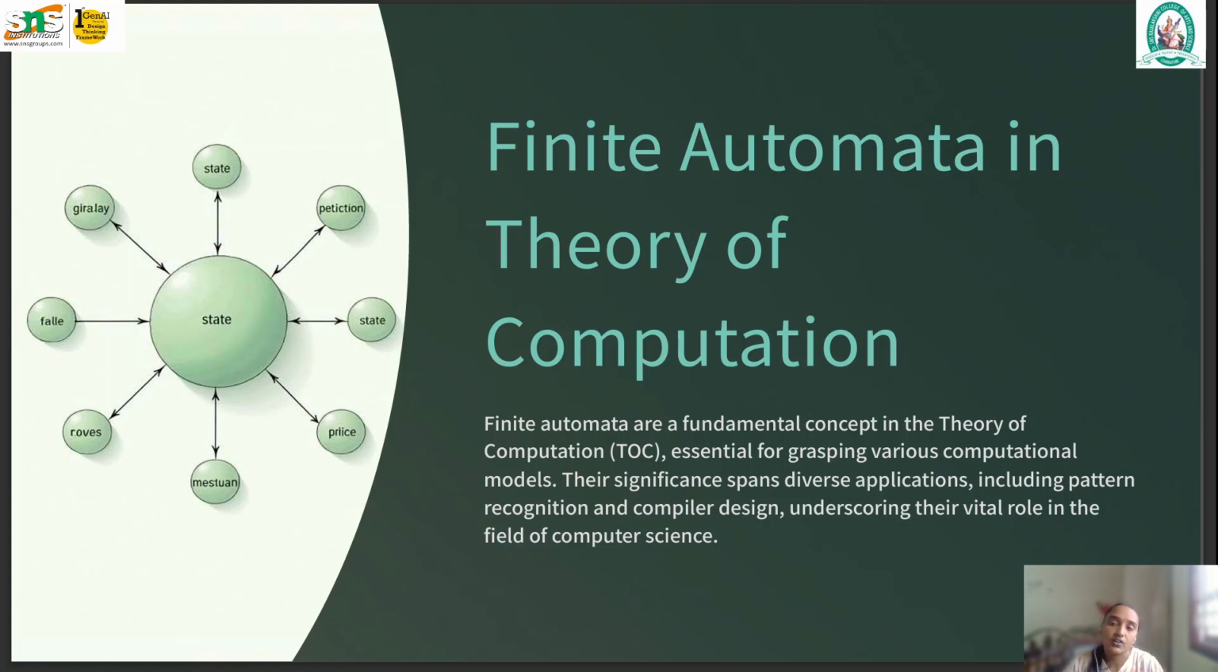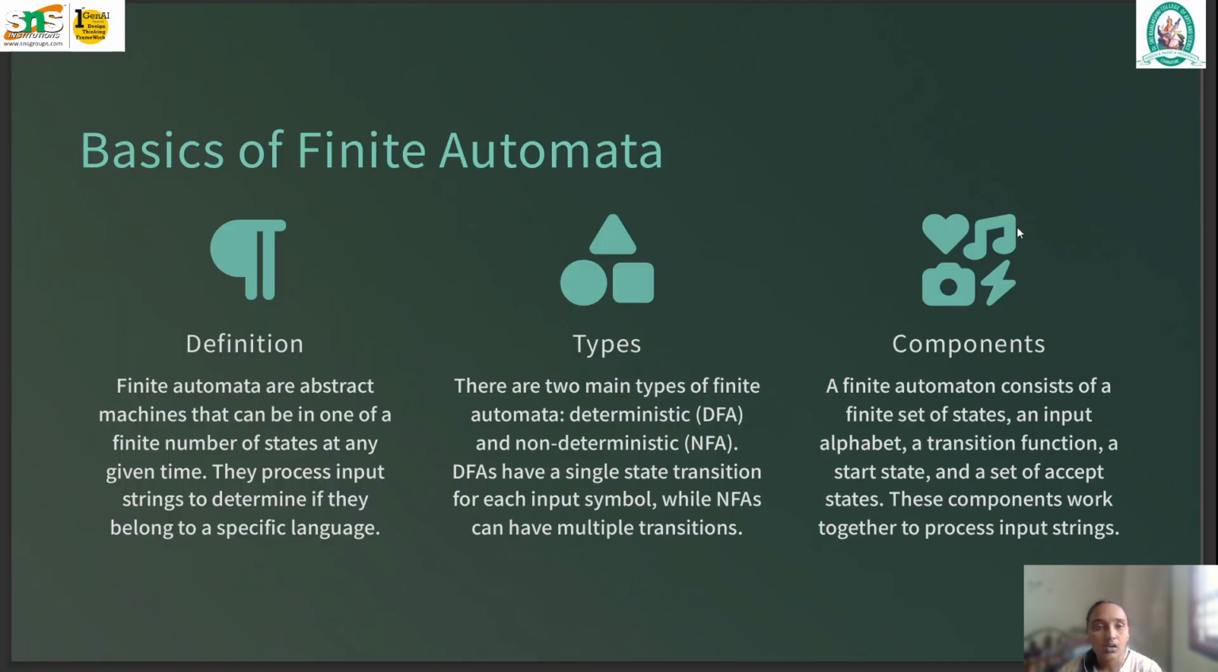Okay, the first topic: finite automata in theory of computation. Finite automata are a fundamental concept of theory of computation, essential for grasping various computational models. Their significance spans diverse applications, including pattern recognition and compiler design, underscoring their vital role in the field of computation.